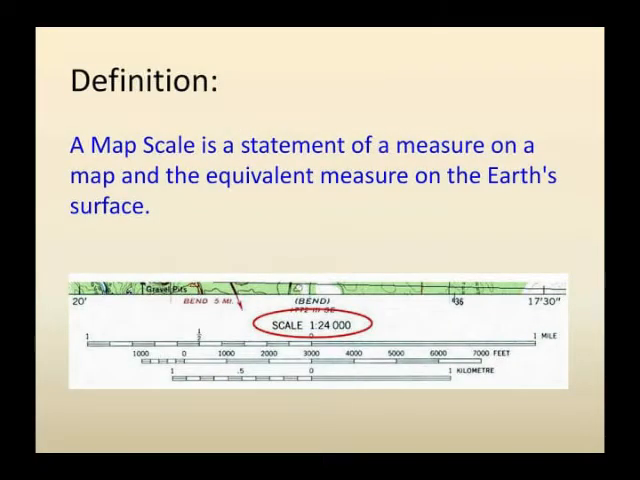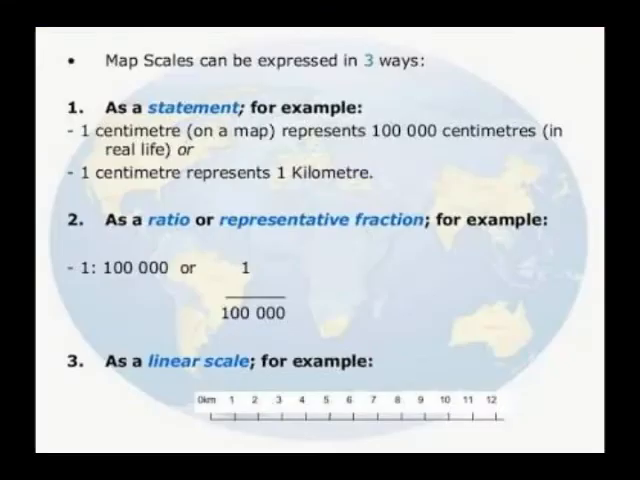For example, in the next picture, you can see the scale written as 1:24,000, which means that 1 unit of measure on the map represents 24,000 units on the Earth's surface. Map scales can be expressed in three ways. First one, verbally or in the form of a statement. Then, as a form of ratio or representative or numerical fraction. And as linear scale, also known as the plane or the graphic scale. So let's study them one by one.